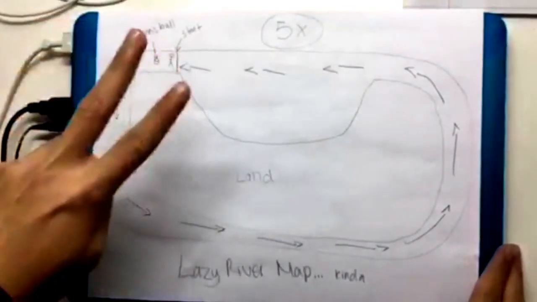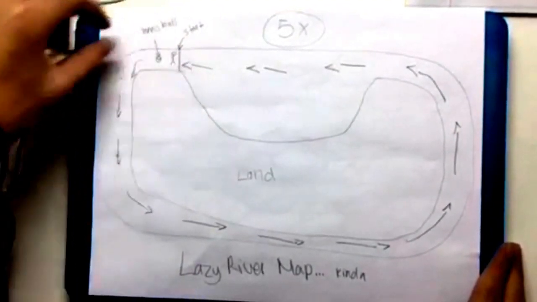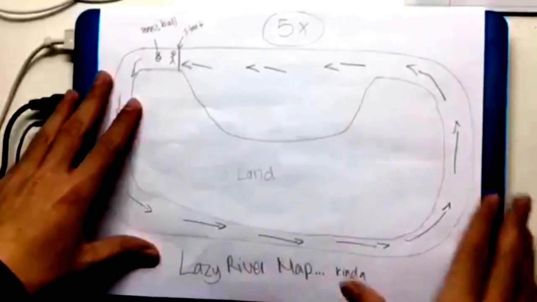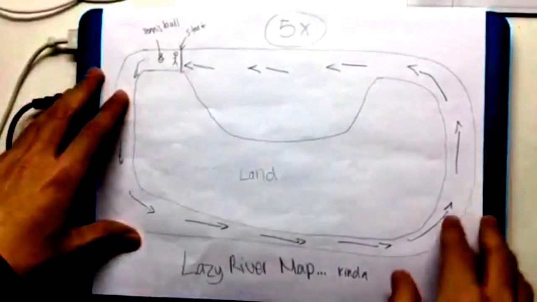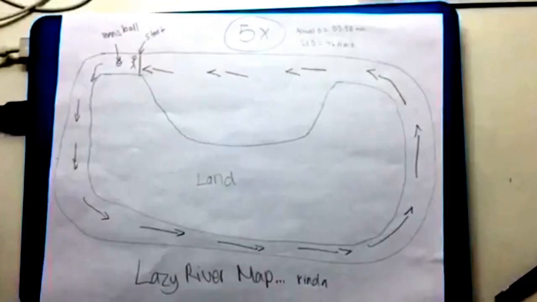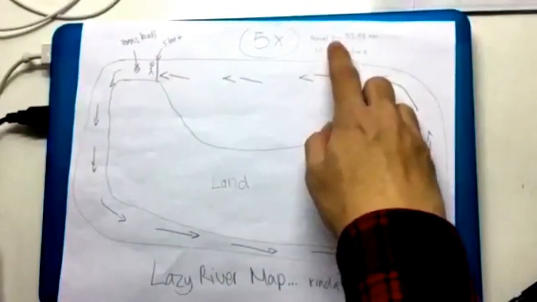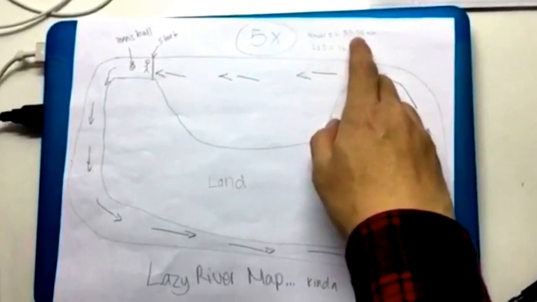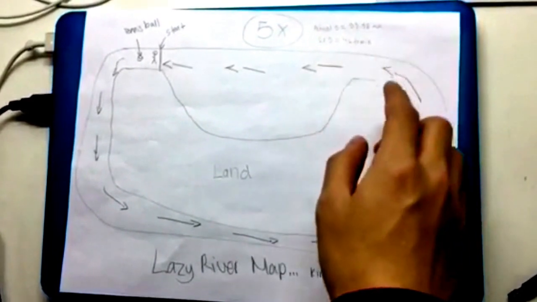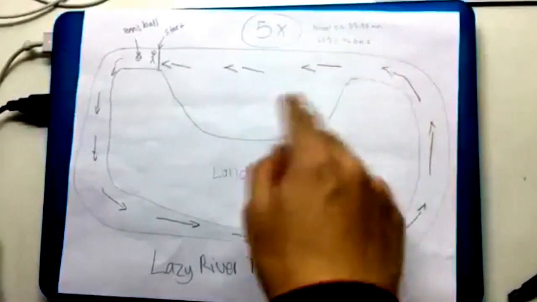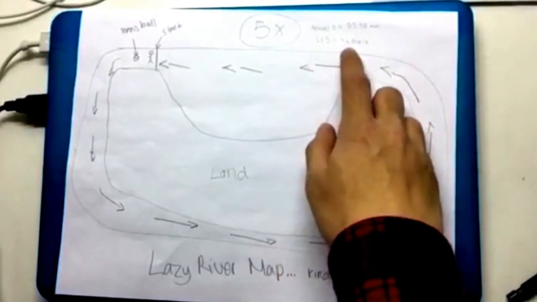Now we had 2 types of results. The actual result from going around the Lazy River 5 times, and the result from going around it 1 time and multiplying that 1 time by 5. The time for the actual 5 laps was 53.55 minutes, whereas the time for the hypothetical 5 laps, where we multiplied the 1 lap by 5, was 46.6 minutes.